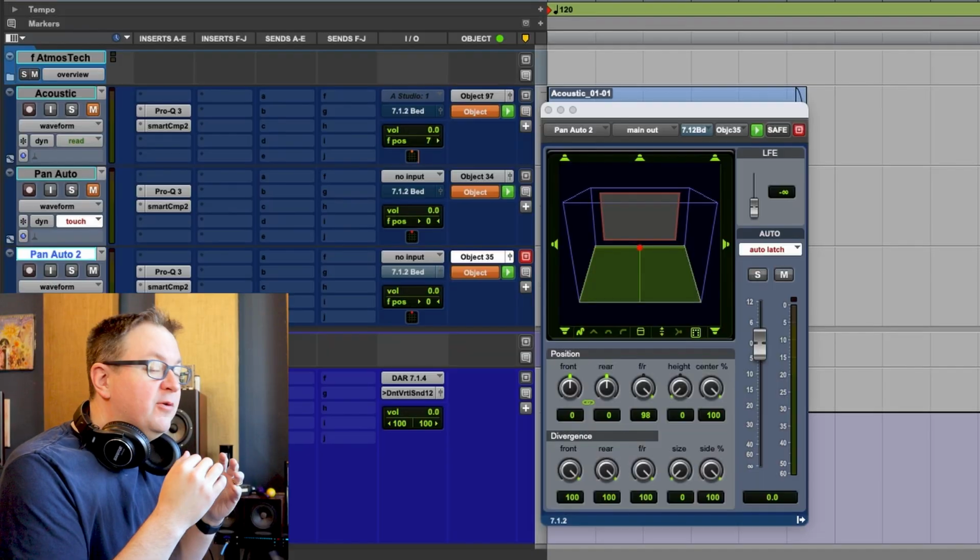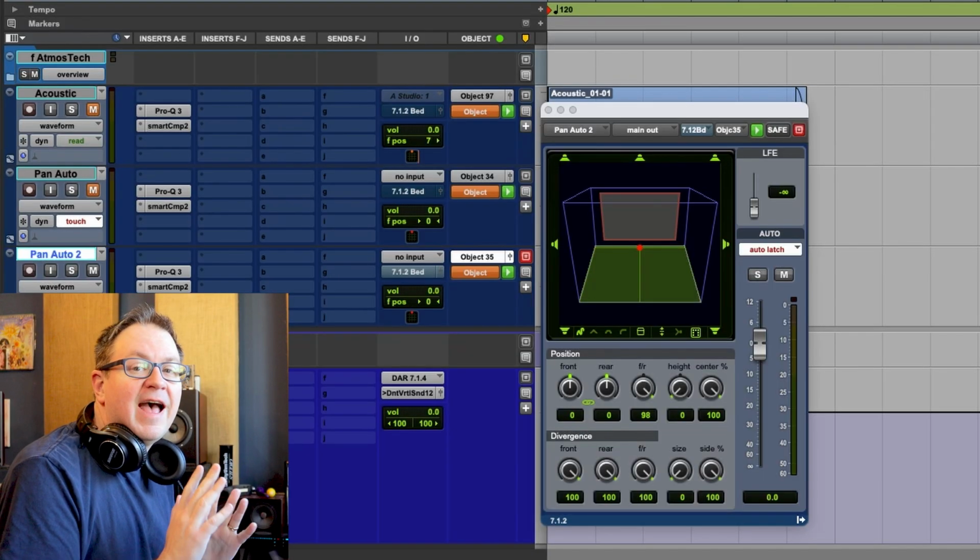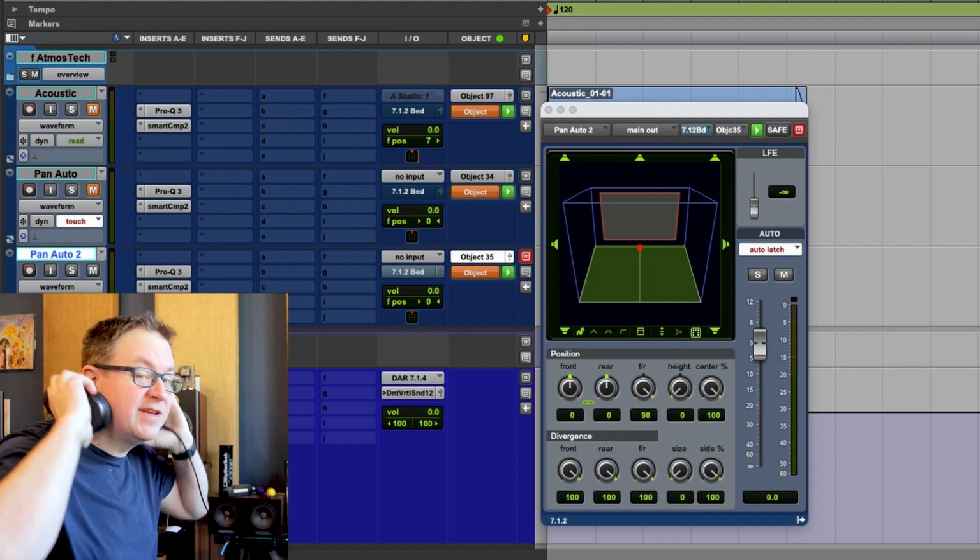Now I'm going to play it back, and I'm going to open the pan window so that you can see what was actually going on. This is the exact same clip. So headphones on, here we go.